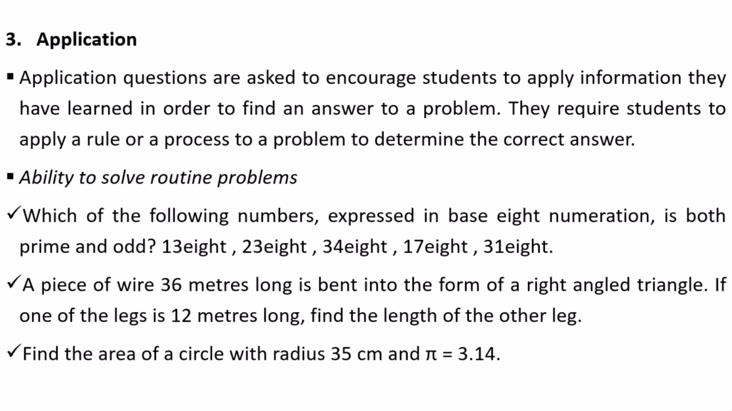How do you apply your perimeter of a triangle and your area of a triangle? So you apply your application. That's what we mean here. Find the area of a circle with radius 35 centimeters and pi at 3.14.